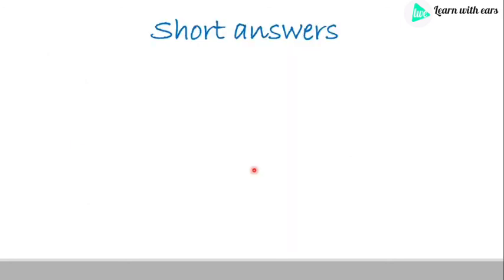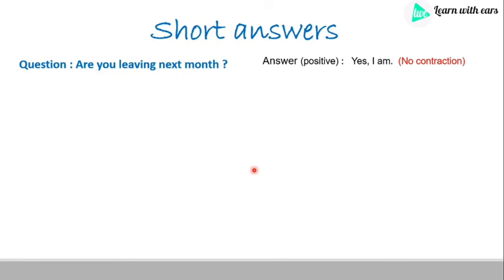Okay, now let's learn how to give short answers. So here is a question. Are you leaving next month? So the positive answer is, yes, I am. We don't use contraction here. And the negative answer is, no, I'm not.